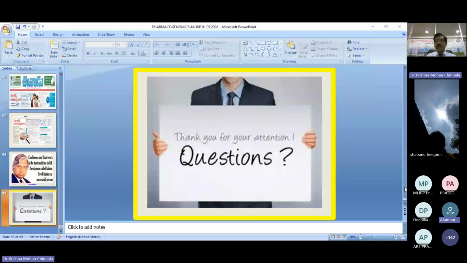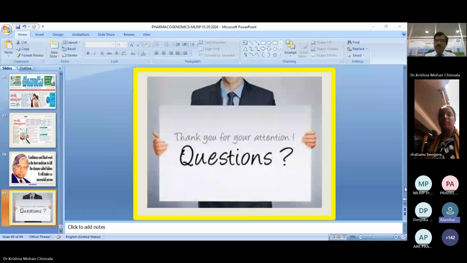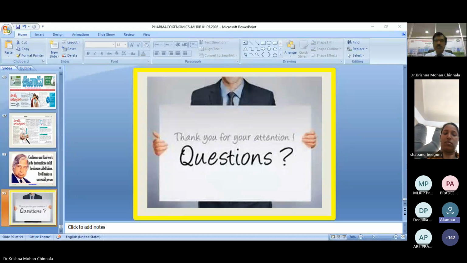Please, ma'am, what is the question? Sir, pharmacy graduates are increasingly expected to counsel patients on pharmacogenomics test results. As a dean of the pharmacy school, how do you recommend structuring the genomics?